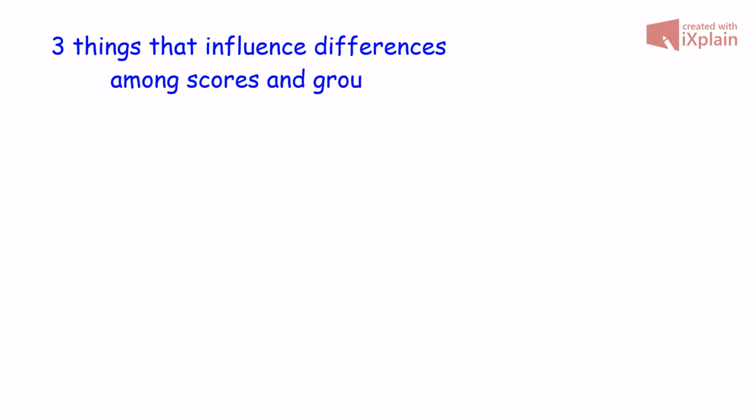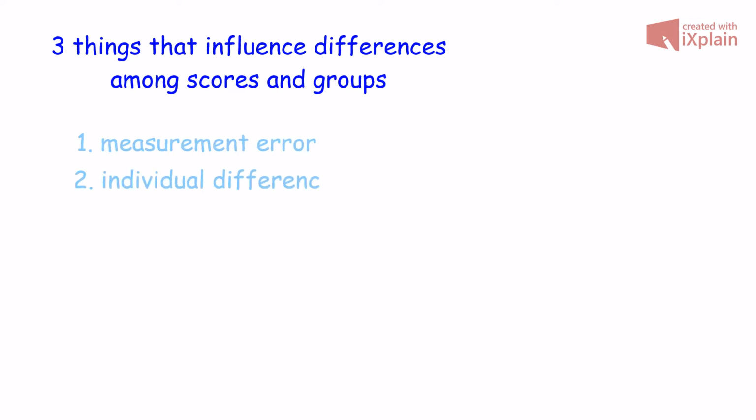Okay, now we're going to start talking some conceptual stuff here. There are 3 different things that contribute to variance, or differences among scores and groups. The first is measurement error. There will always be measurement error, no matter what you're measuring. Depression, cholesterol, head size, no matter what you're measuring, there will always be some type of measurement error. You can never measure something perfectly.